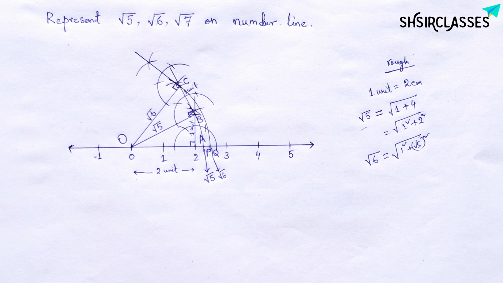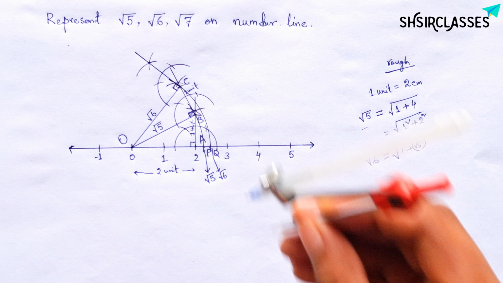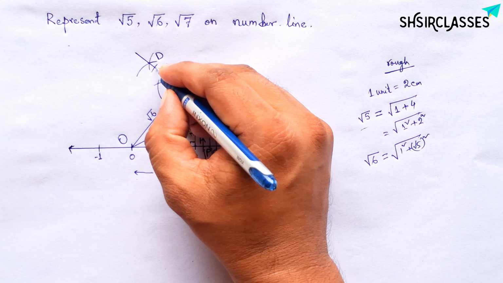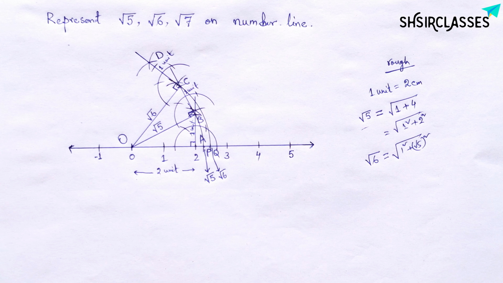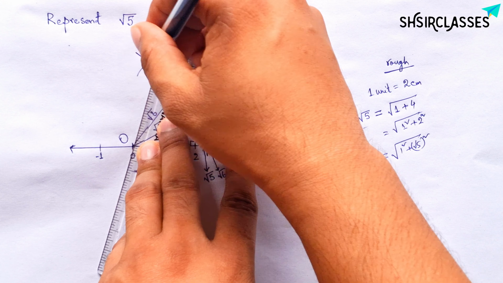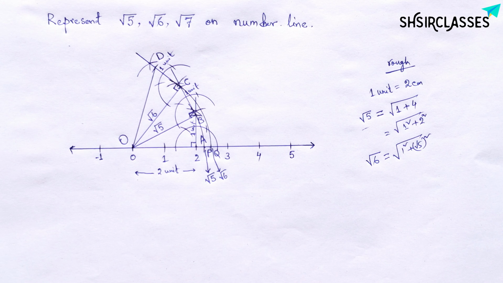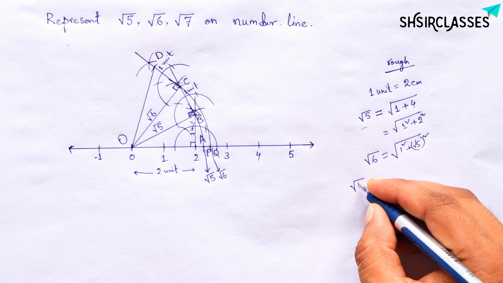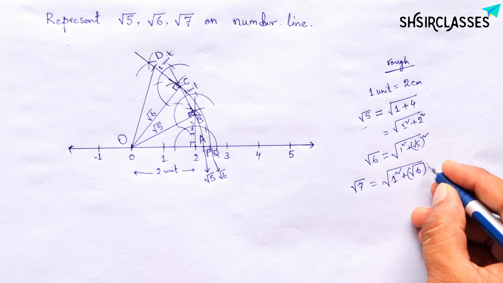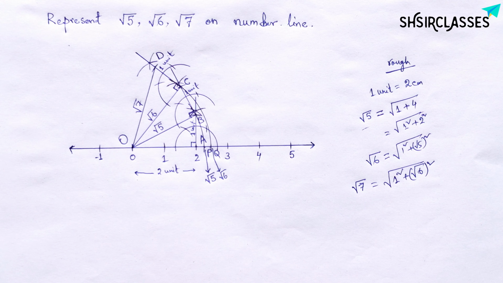Then by the same way, measure 1 unit length between 0 and 1, put the compass on the point C and cut here. Label this D. So CD equals 1 unit length. Now join OD to get a right angle triangle OCD. By the Pythagoras theorem, root 7 equals root over 1 square plus root 6 square. So OD equals root 7.